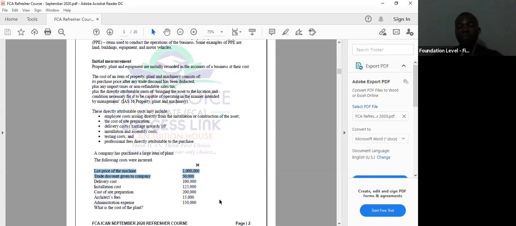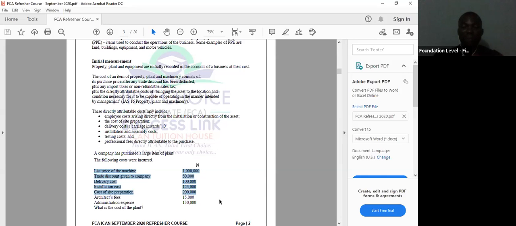Then after that, we have delivery cost. Delivery cost is a direct cost, because if you don't incur the delivery cost, that asset will not be in place for us to use. Then we add the delivery cost. Then we have installation cost, which is also a relevant cost. Then we have cost of preparing the site, also relevant, because the asset is not readily available for use until we incur that cost of site preparation. They have to prepare the site that the plant will be brought to.